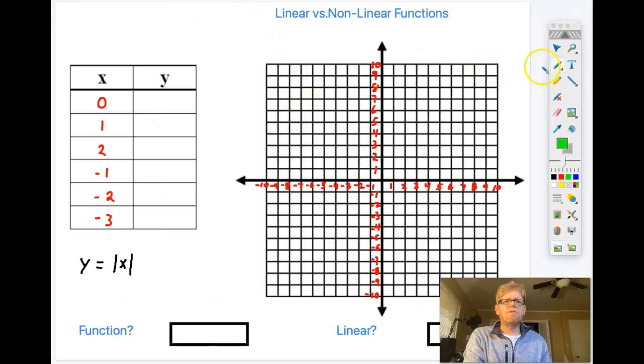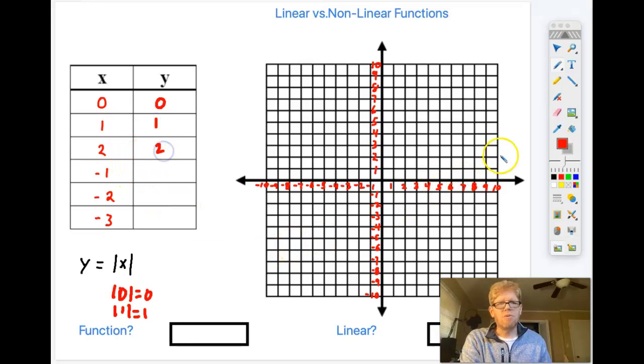All right, one last equation for us to take a look at as an example. Here is another one. Y is equal to the absolute value of x. Remember, the absolute value is the distance from 0. So if we plug in a 0, the absolute value of 0 is 0. So that's 0 there. And the absolute value of 1 is 1. And the absolute value of 2 is 2. What about the absolute value of a negative number? If we take the absolute value of negative 1, what do we get? Well, we get 1. So that's also going to be 1.